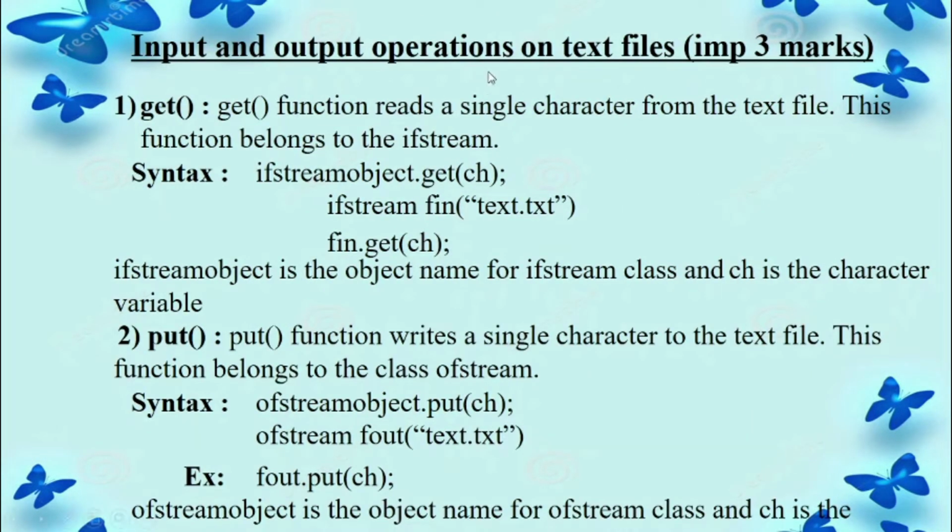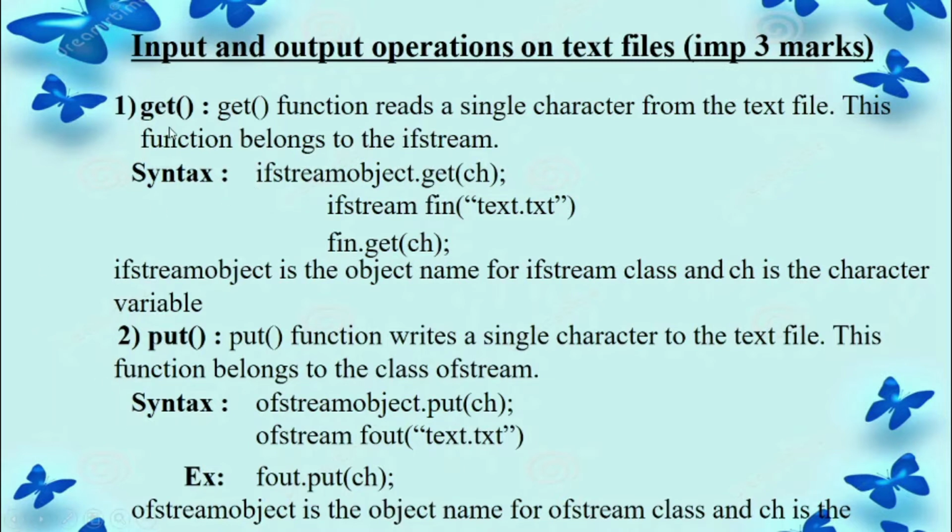Now let us see the next important topic, that is input and output operations on text files. So here you should understand one thing, all the input functions are used to read from the files and all the output functions are used to write on the files. Okay, that means input functions are used to read the data from the file, output functions are used to write, that means we are outputting data to the files. From the program we are outputting data onto the files.